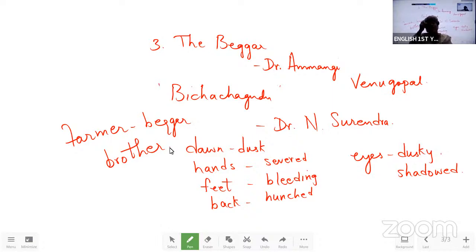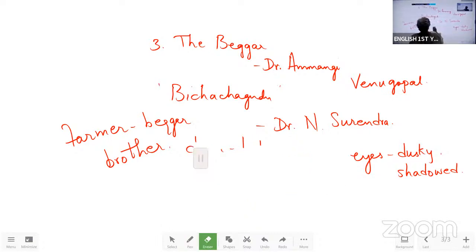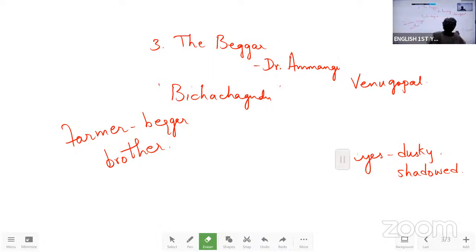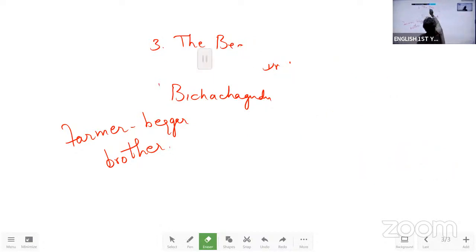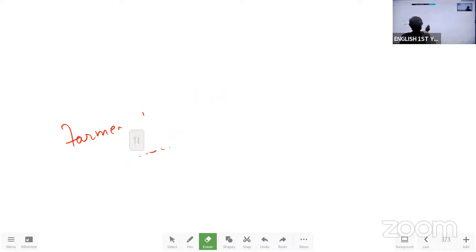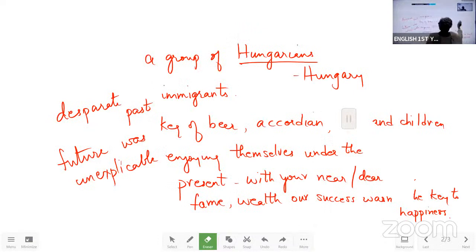And this is what Dr. Amangi Venugopal wants to convey to us, that we should sympathize with these people who don't even have proper food. They work so hard. They're full of tension. Their back is hunched. Their feet are bleeding. Their hands are severed. And yet they are very happy to provide food for the other people, but they themselves go hungry.